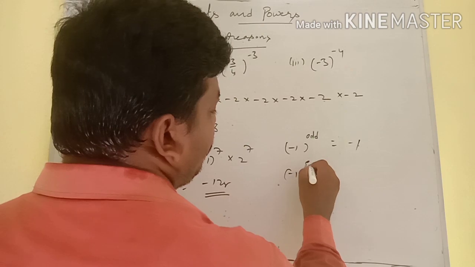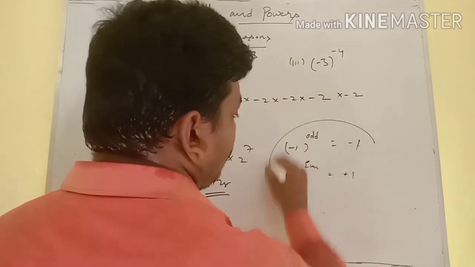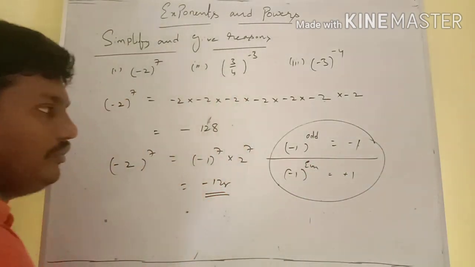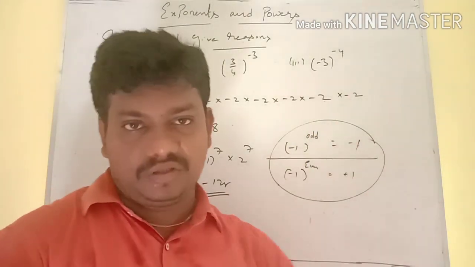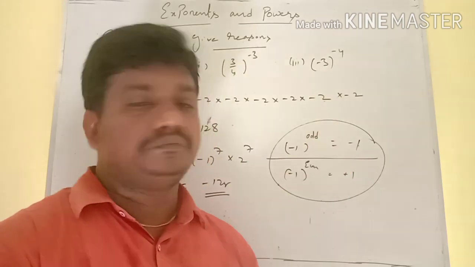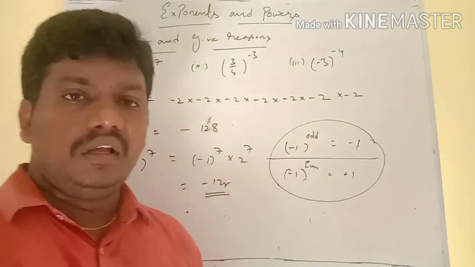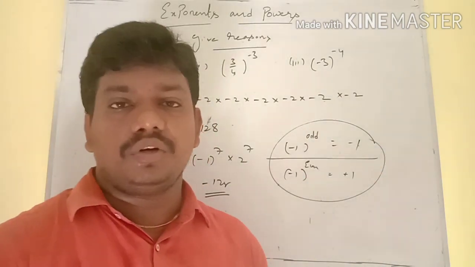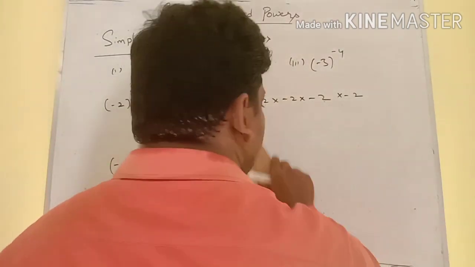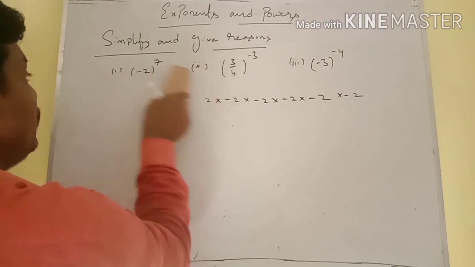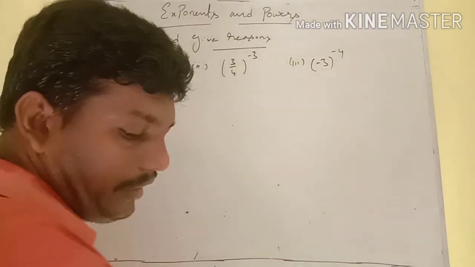Minus 1 to an even exponent becomes plus 1. So this is also a very important formula. Minus 1 to an odd exponent means we repeat the minus 1 an odd number of times, and then it becomes minus 1. If we repeat the minus 1 an even number of times, it becomes a positive value, that is plus 1. So this is about the question minus 2 to the power 7.